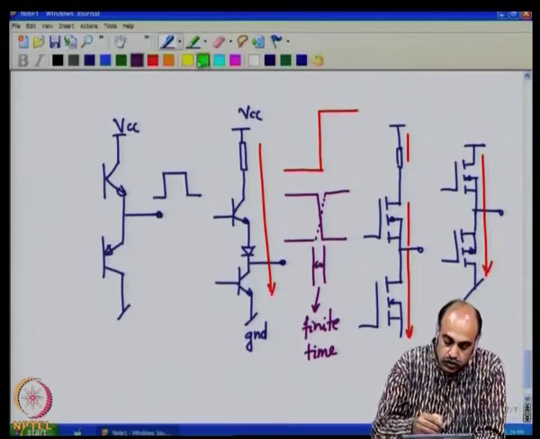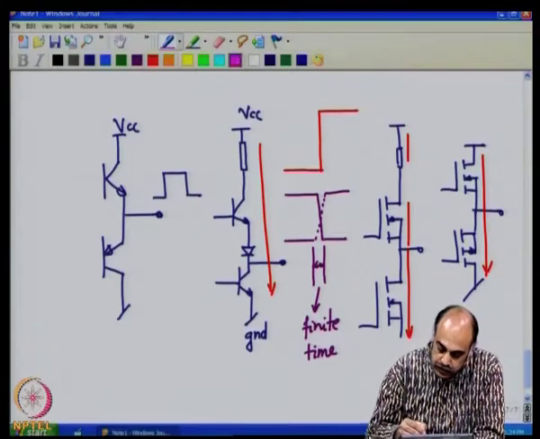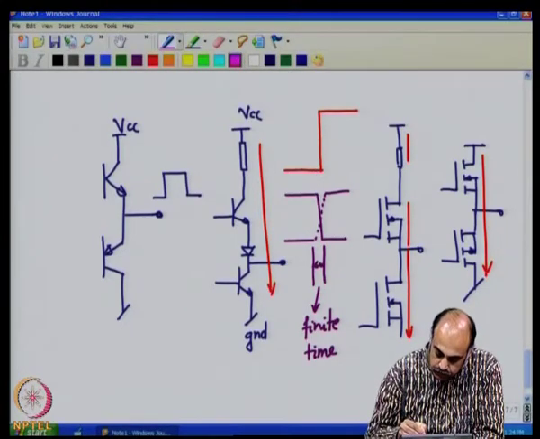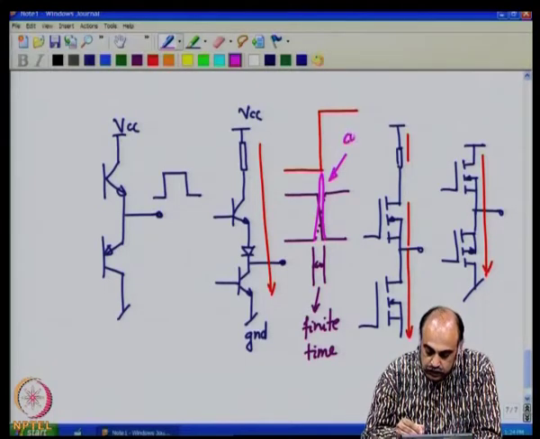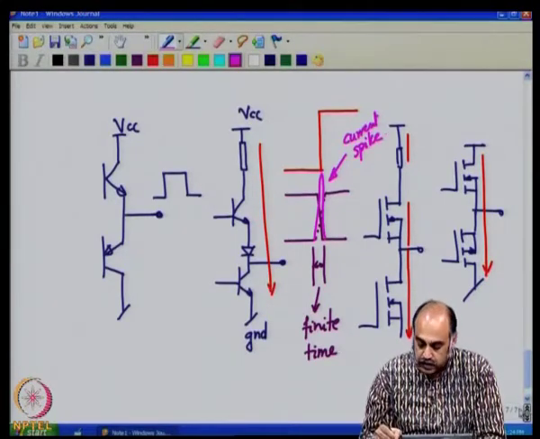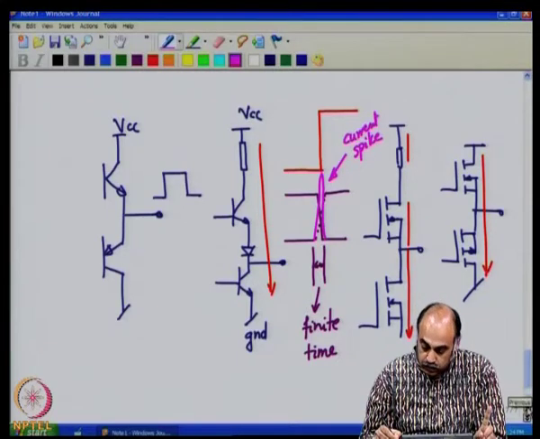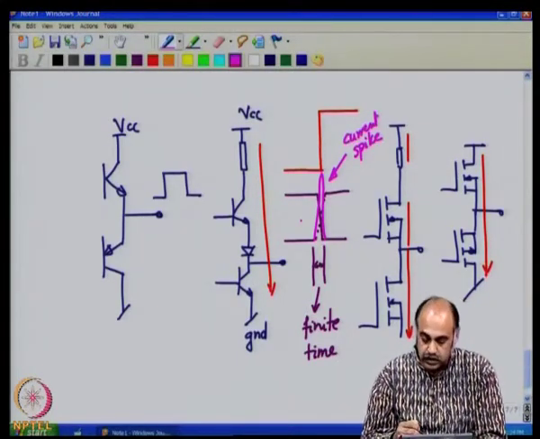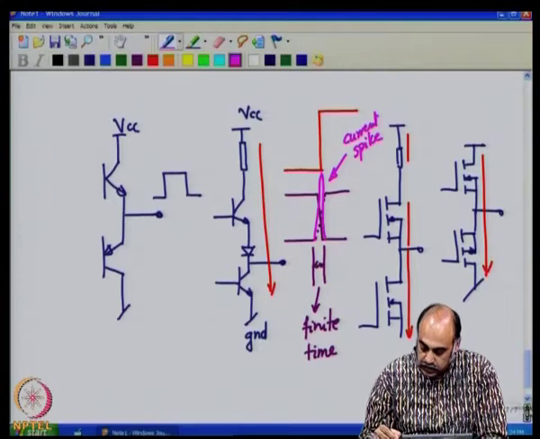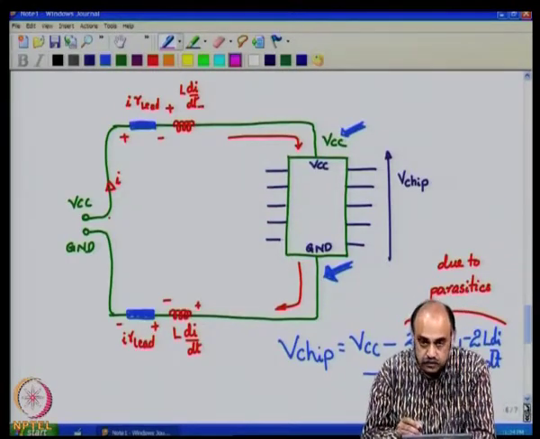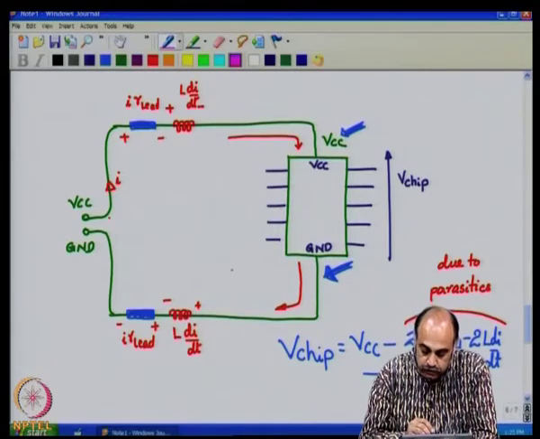Now, this transition period is finite time. And during this time, you can have quite a large current spike like that. Now, this is your current spike. For one gate you could have a current spike of a few milliamps, and when you take many gates, you could have quite a significant amount of current spike, again depending upon the technology which is used in making this IC.